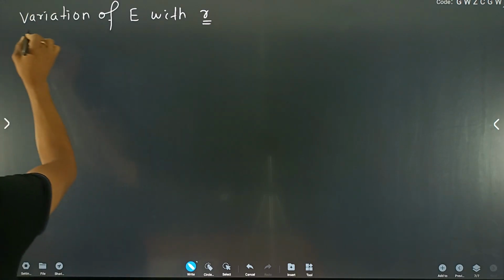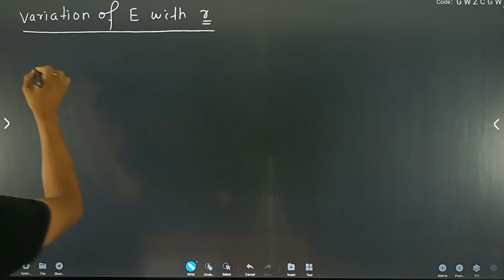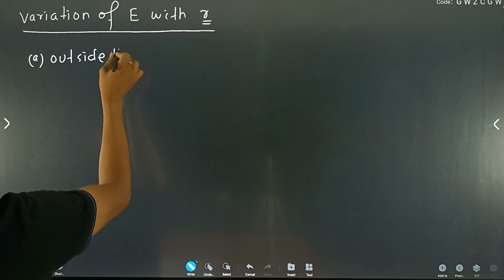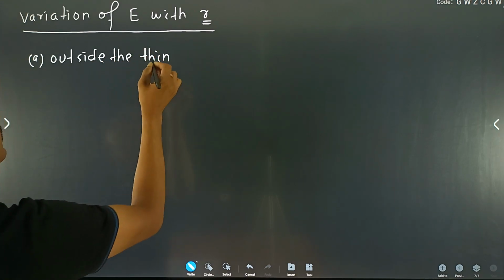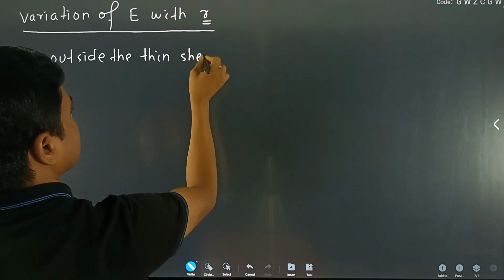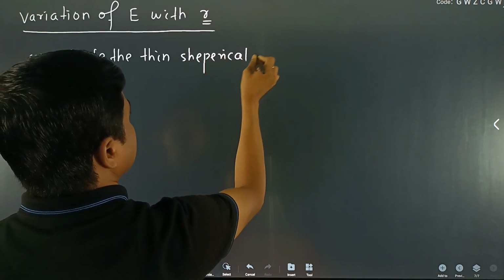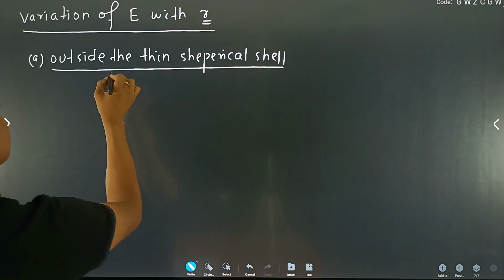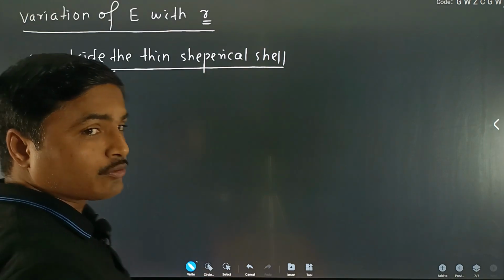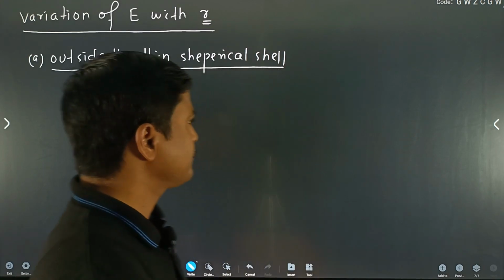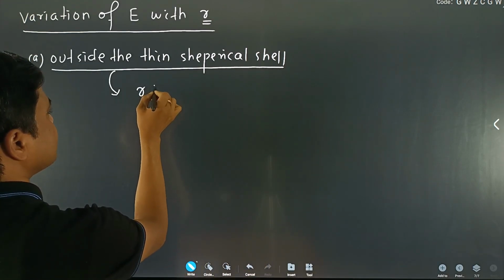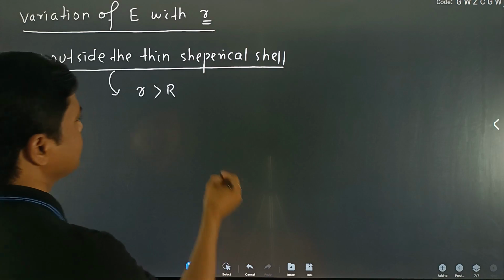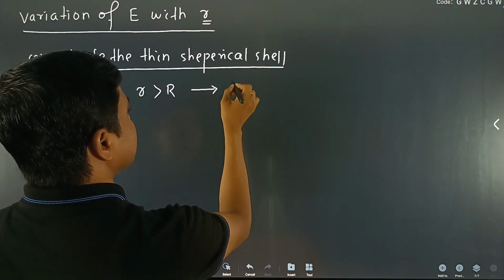Here, r means the distance of the observation point from the center. The first case is outside the thin spherical shell, and outside the thin spherical shell means small r is greater than the radius of the thin spherical shell, clear? And in this case, what is the magnitude of electric field?